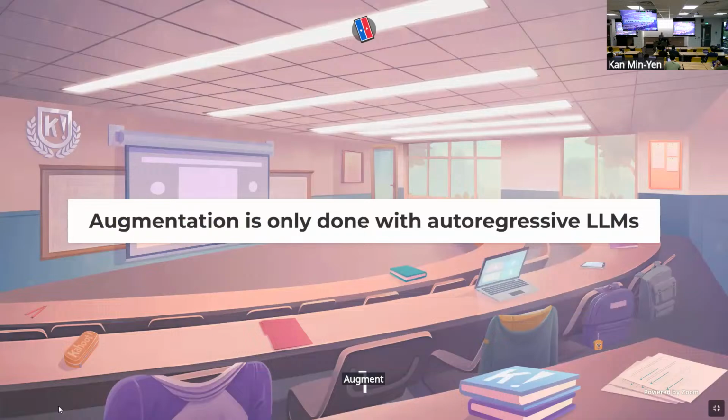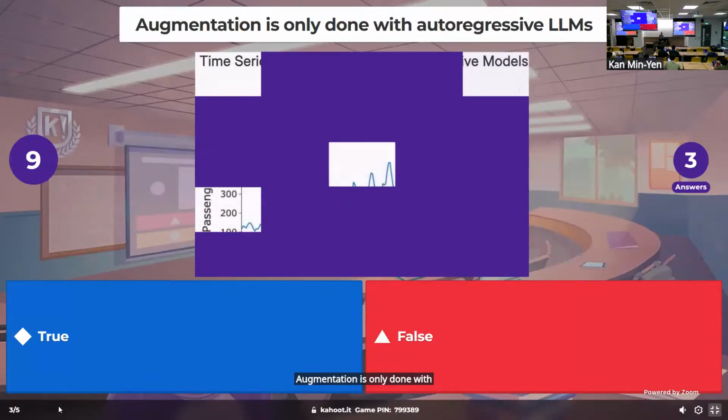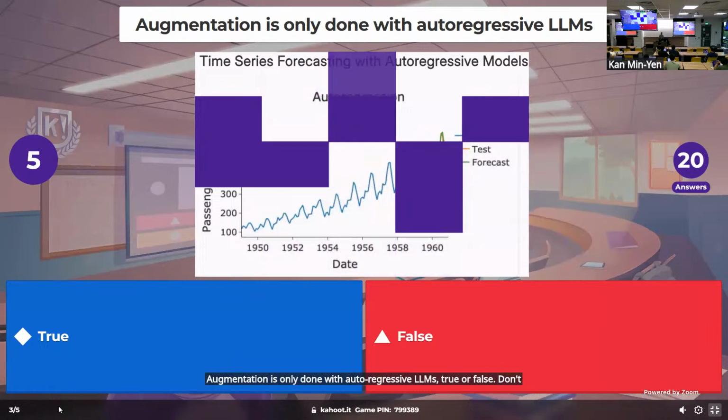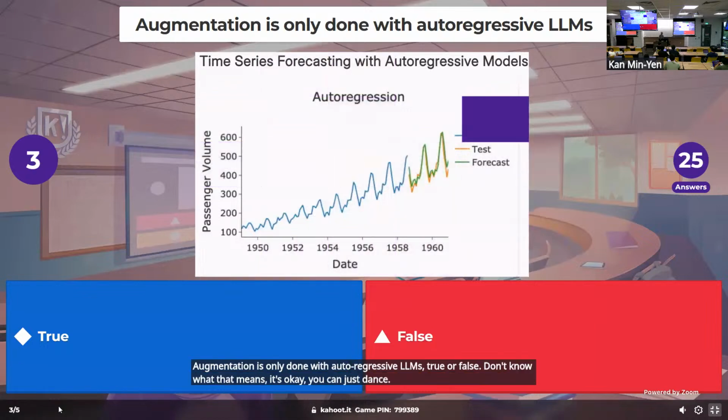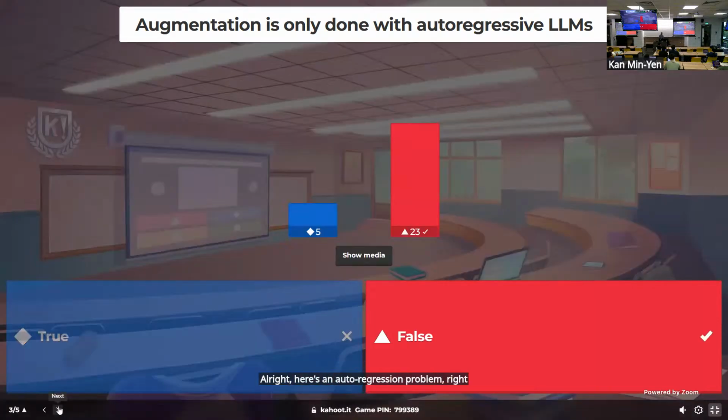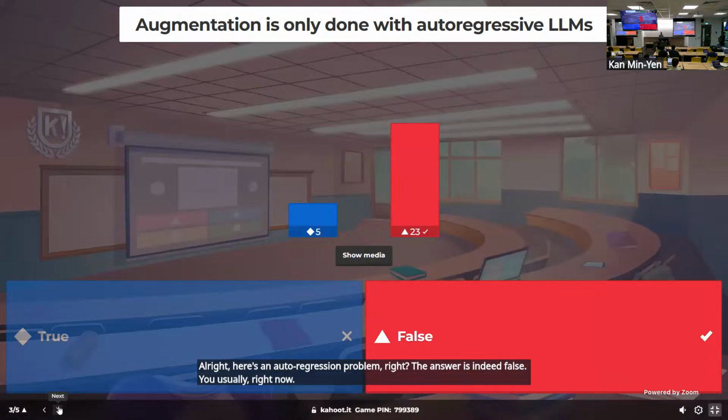Augmentation is only done with autoregressive LLMs, true or false. Don't know what that means? Okay, you can just guess. Right. Here's an autoregression problem. The answer is indeed false. You usually right now do it with an autoregressive model.